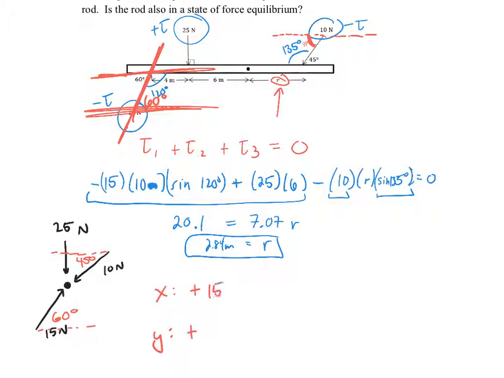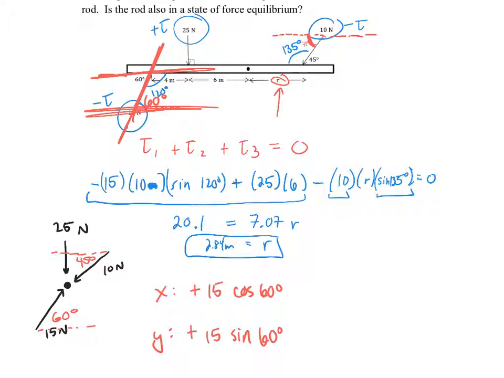And it's going to be 15 newtons times cos 60, or 15 newtons times sine 60. This is identical to what we did with forces. This is the x component, 15 cos 60. This is the y component, 15 sine 60.